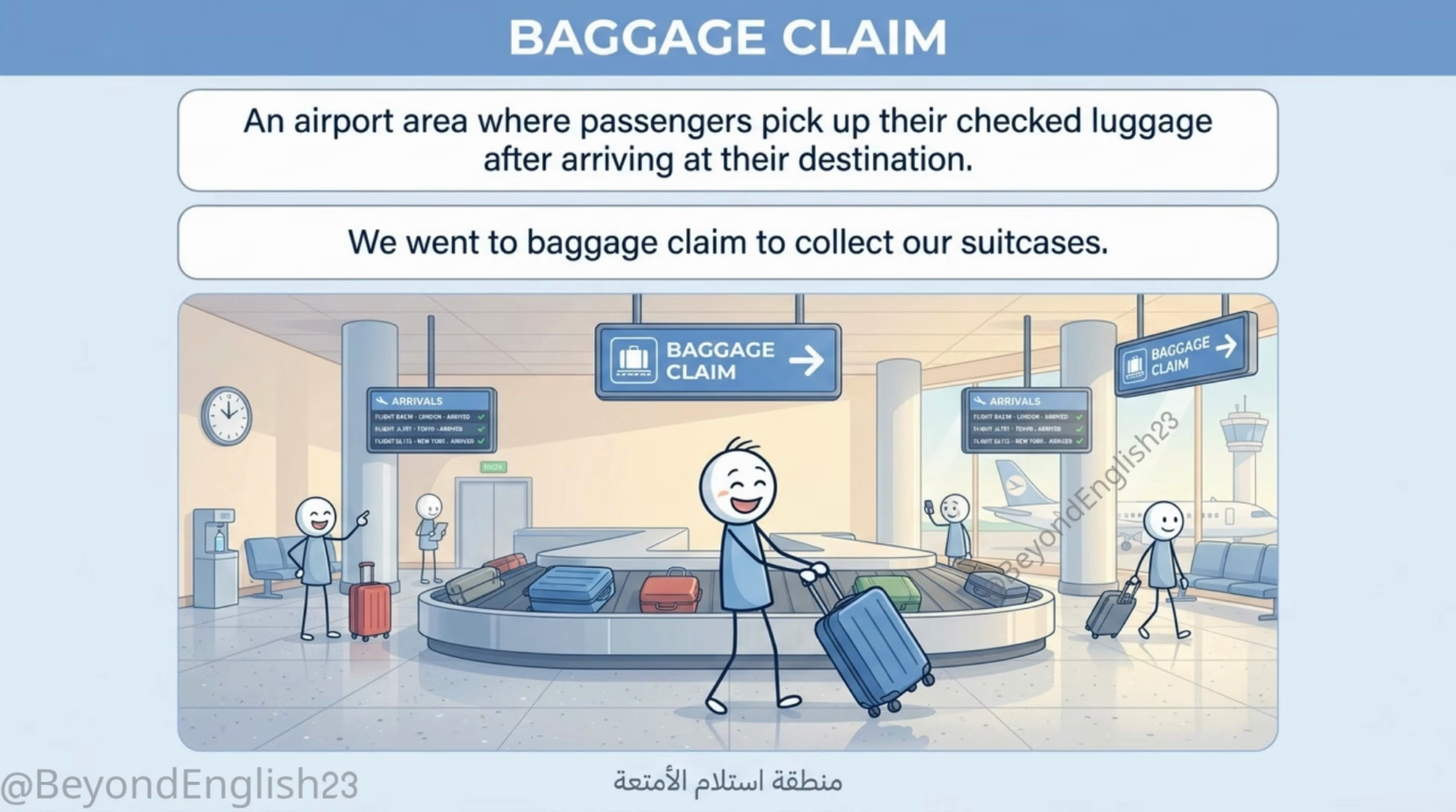16. Baggage claim. Baggage claim is the area in an airport where passengers collect their checked luggage after arriving at their destination. It usually contains one or more baggage carousels. Example, we went to baggage claim to pick up our bags after the flight.